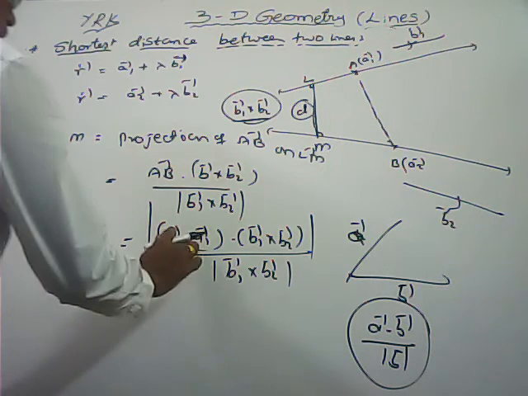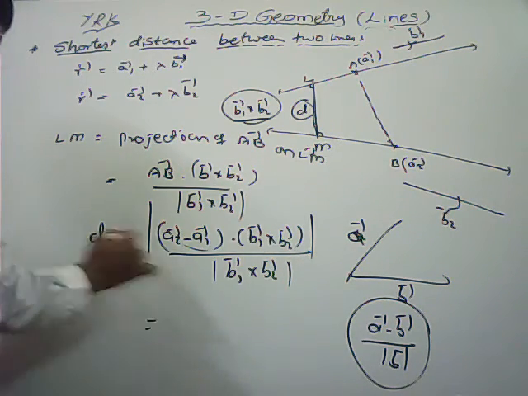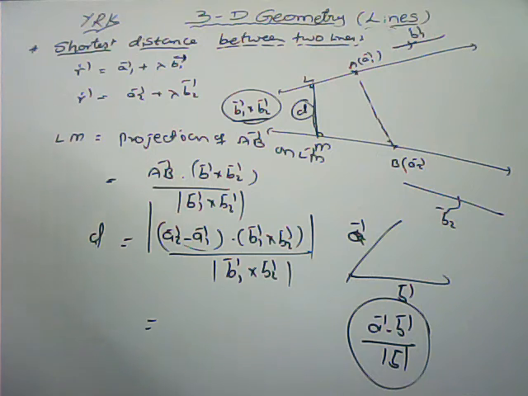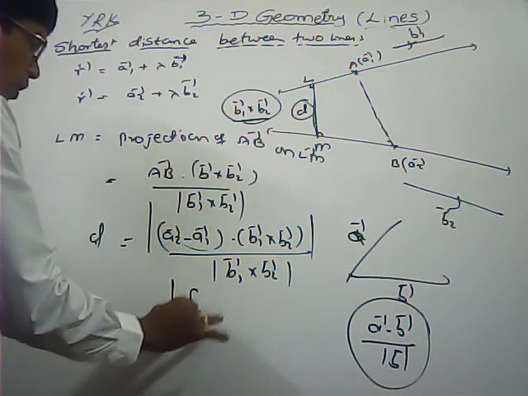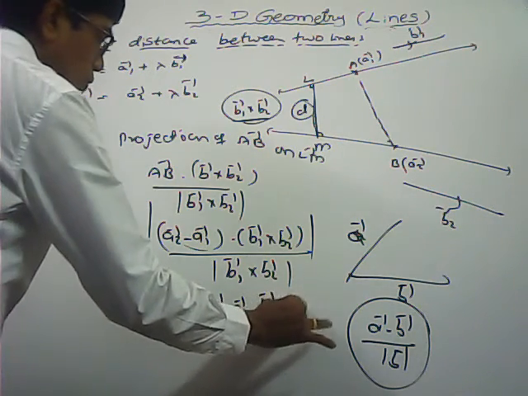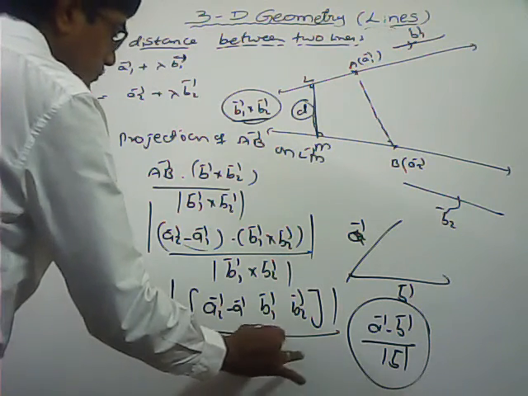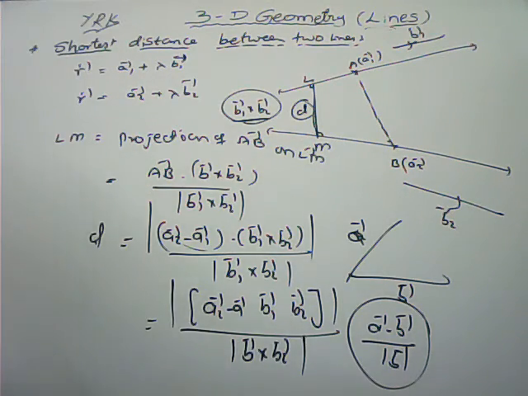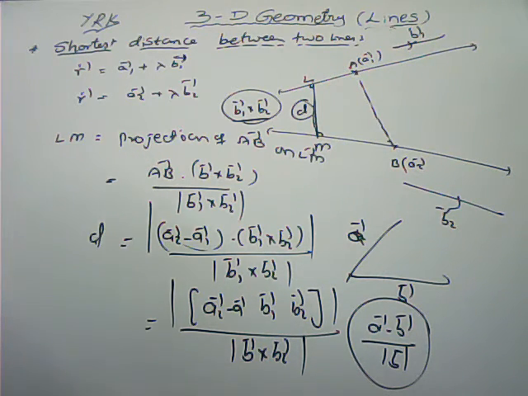Here A2 bar minus A1 bar dot B1 bar cross B2 bar, we can write that as the scalar triple product, A bar dot B bar cross C bar. So here we can write box of A2 bar minus A1 bar, B1 bar, B2 bar, by modulus of B1 bar cross B2 bar. How to find the box here? Determinant of the coefficients of each vector. So we can discuss one problem based on this one.